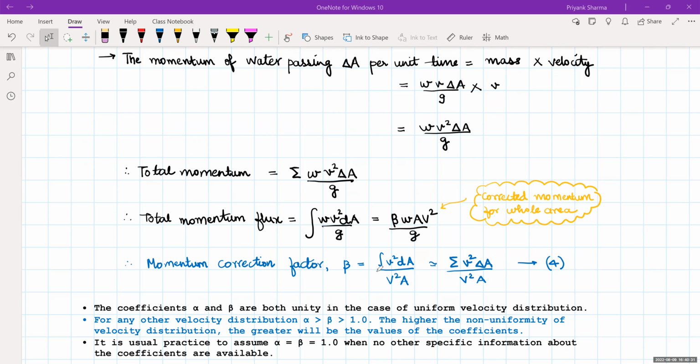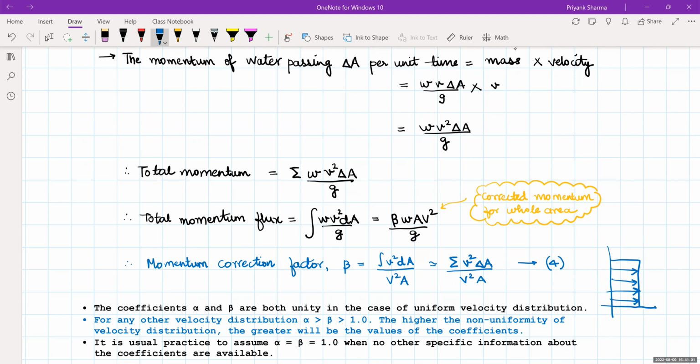Now if your velocity distribution is uniform, what do we mean by uniform? Let us say it is something like this. This will be uniform. There is no change throughout, so that is a uniform velocity distribution. If I sketch it, it will be something like this. So this is uniform, there is no variation. For that case, both your alpha and beta will be unity.